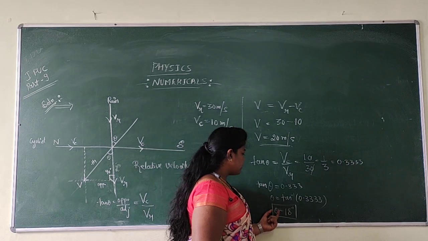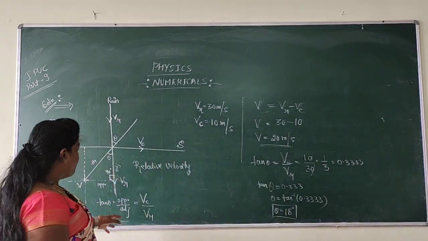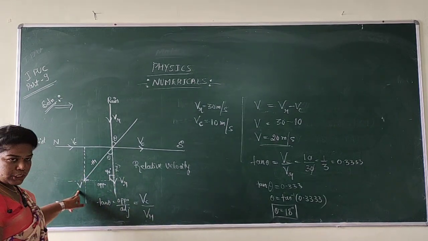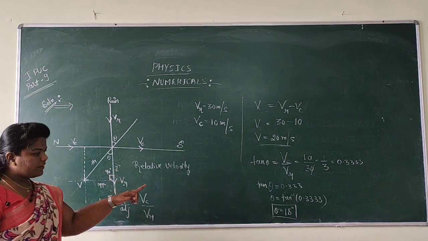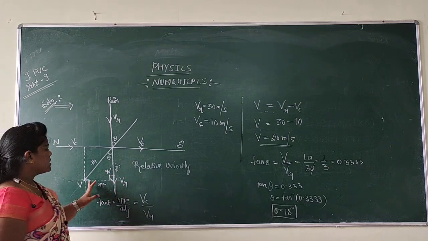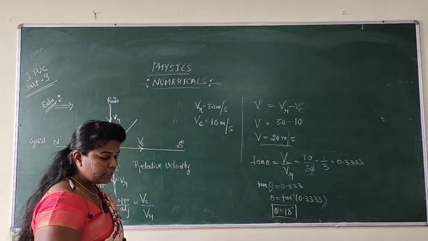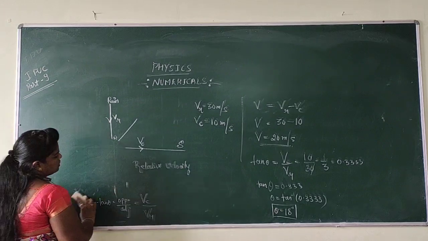So what is theta now? It is equal to 18 degrees. Therefore the woman is going to hold the umbrella along the direction of relative velocity with an angle of 18 degrees. That is what we just calculated, the direction in which that woman is going to hold the umbrella. Now let us move to the next question.